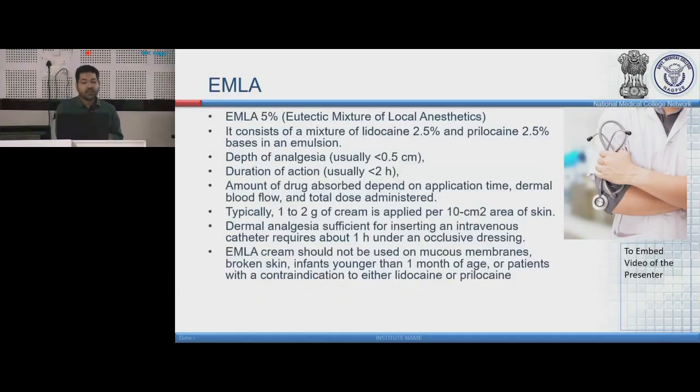A short note on EMLA. EMLA is a 5% eutectic mixture of local anesthetics. It consists of a mixture of lignocaine 2.5% and prilocaine, which is also 2.5%. Depth of analgesia we get is 5 millimeter. Duration of action is around 2 hours.